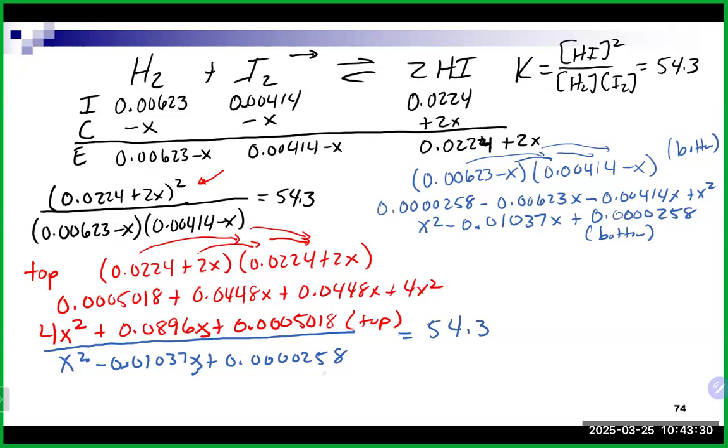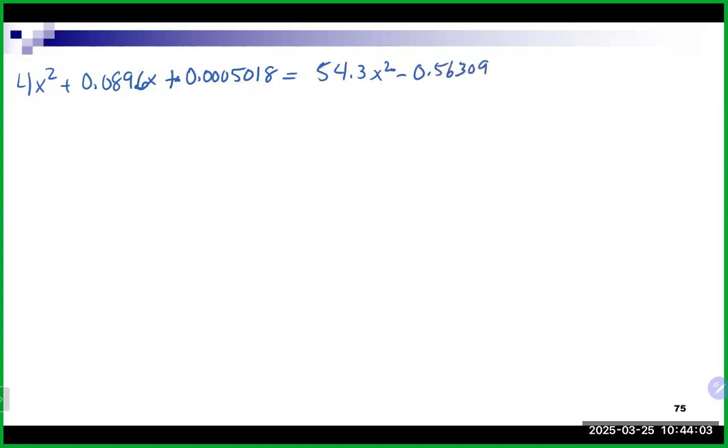At this point, we need to take what's on the bottom and multiply it to the other side. And if we do that, we will end up with 4x squared plus 0.0896x. This is basically the top that we didn't do anything to, 0.0005018 equals 54.3x squared minus 0.56309x plus 0.001401. Almost there. We're going to bring everybody to this side, basically.